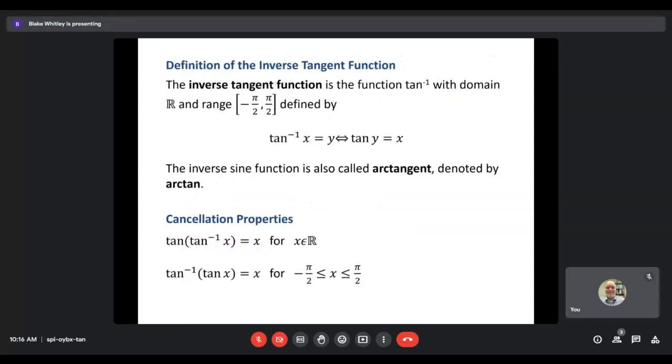All right, and then finally our inverse tangent function. Domain here is all real numbers, so we can put anything we want into an inverse tangent function. The range, though, similar to arc sine, is going to be between negative pi over 2 and pi over 2. Now our cancellation properties here: the tangent of the inverse tangent of x is equal to x for all real numbers, because that was our domain there. But if we take the inverse tangent of the tangent of x, we have to be somewhere between negative pi over 2 and positive pi over 2.